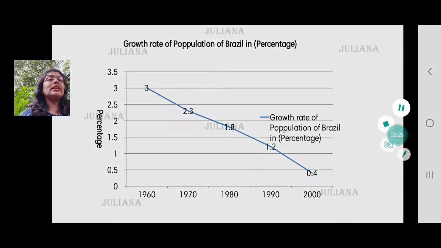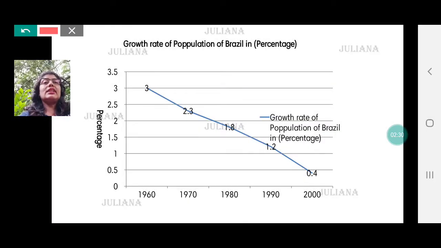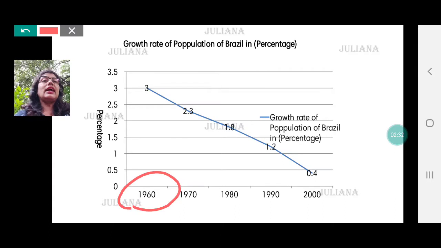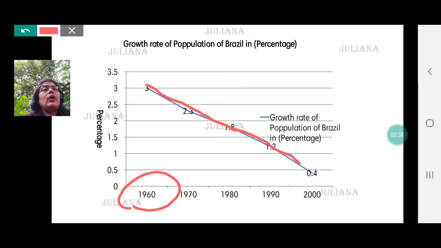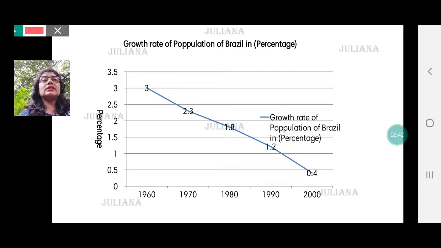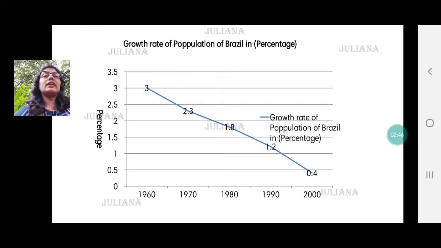Now let's try and analyze the graph. What do you see in the graph? We see that from 1960 continuously the growth rate has been on a decline. And this is a sharp decline. Over the years, right from 1960, for decades now, the growth rate has been decreasing.